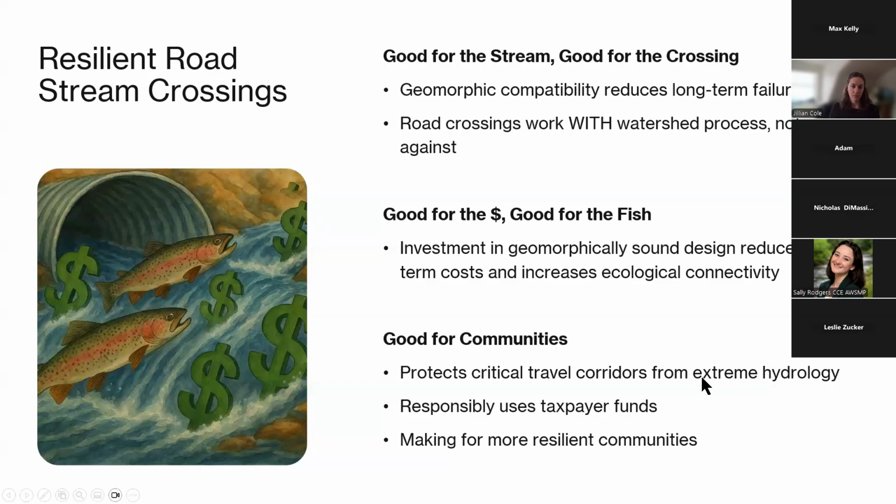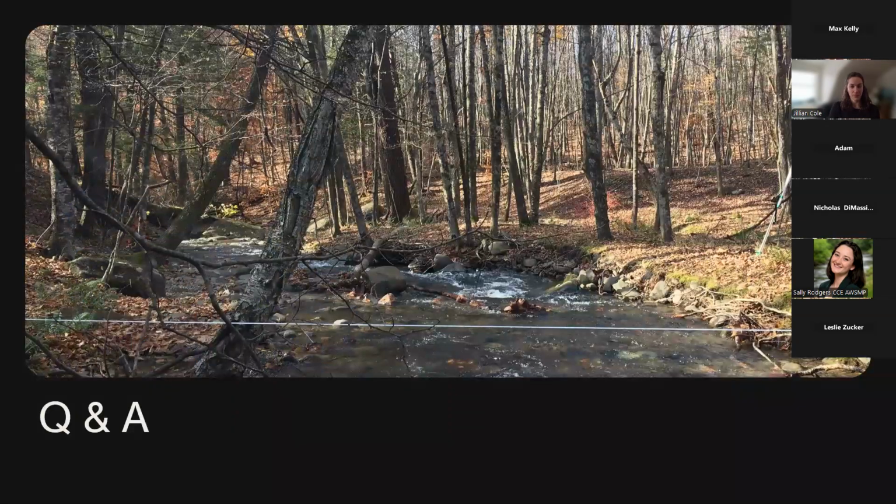This is a little AI-generated photo of trout going upstream, but also the dollars going upstream. So not throwing your dollars away with outdated design approaches. And I think with that, we will open it up to any Q&A.